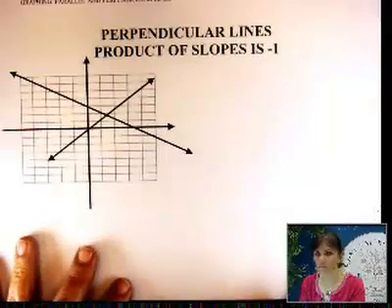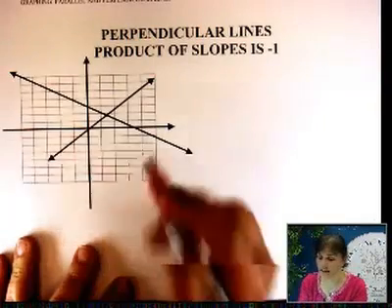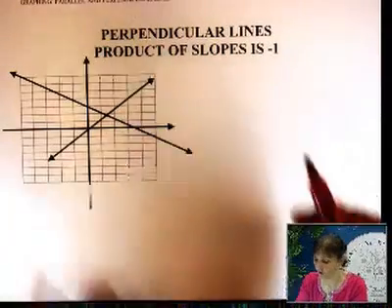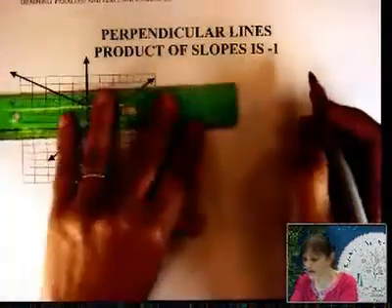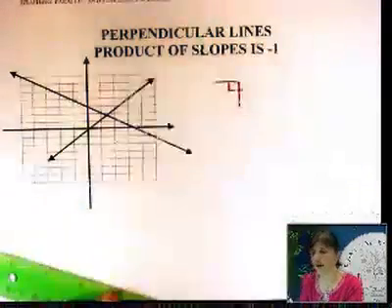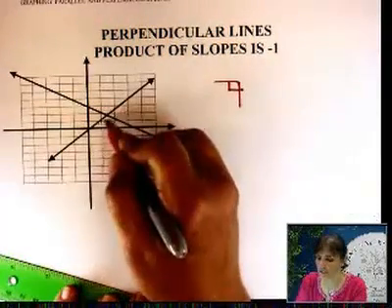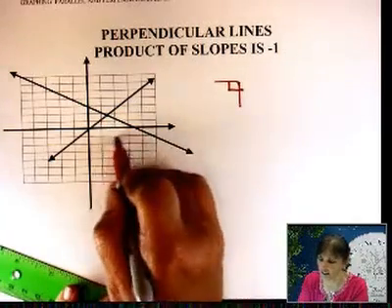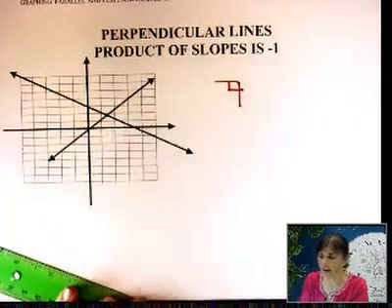Perpendicular lines, they are 90 degrees. This doesn't look like 90 degrees. 90 degrees is like the corner of anything that's like that. Okay? They don't look like 90 degrees. They look more than 90 degrees right here because this scale is bigger than that scale.